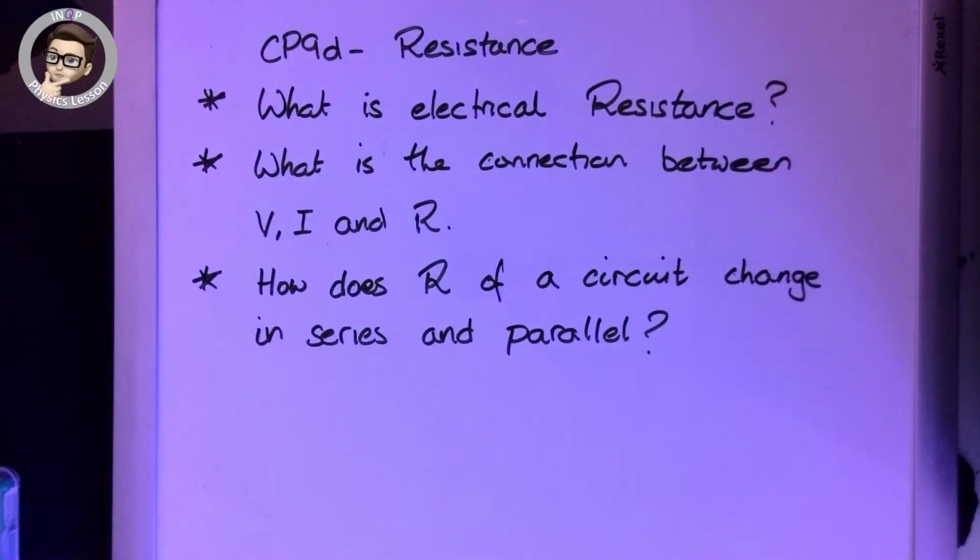Okay, so let's start off with some learning objectives. We need to be able to define electrical resistance. We need to know the connection between V, I and R, where R is electrical resistance. We'll come across that in a moment. And finally, we need to be describing how R of a circuit, the total resistance of a circuit, changes when we have series and parallel circuits.